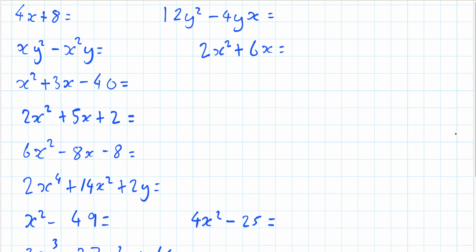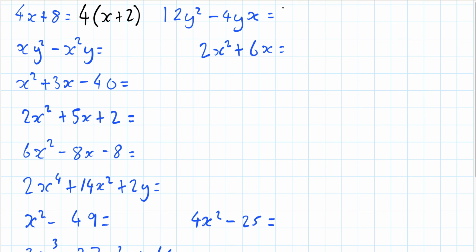In this video we're going to be looking at the factorization skills needed for A-level maths. It starts off nice and easy and gets more and more challenging. For the first one, we just find the highest common factor, which is 4. Take that out and we're left with x plus 2. Very simple. Here we do the same thing, but now we include the letters as well.